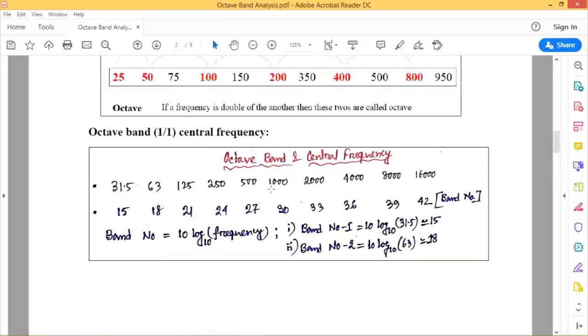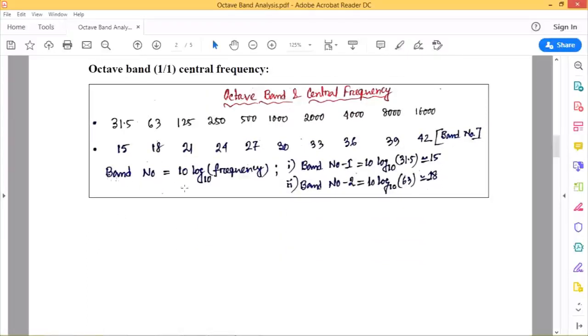That means they are octaves, and the set of these 10 octaves is known as the octave band, and these frequencies are the central frequencies of the octave band. Okay, now come to the calculation of band number. Band number can be calculated by this formula, that is 10 log 10 of frequency. Any frequency can be taken from this octave band. So for the first band, band number 1, we have to take the first frequency, which is 31.5. So for band number 1, 10 log 10 of 31.5 gives you almost 15.